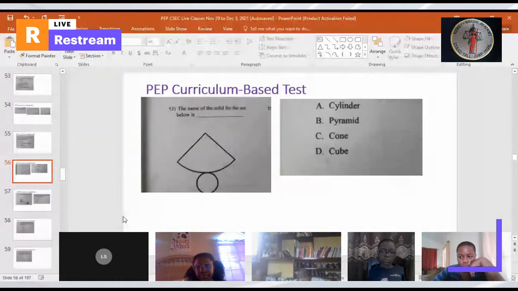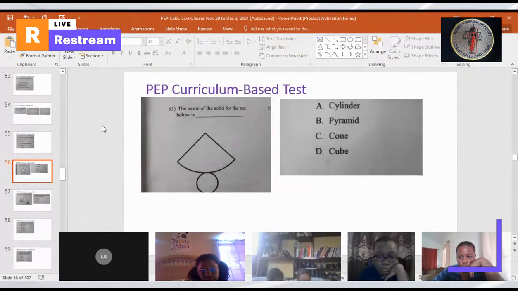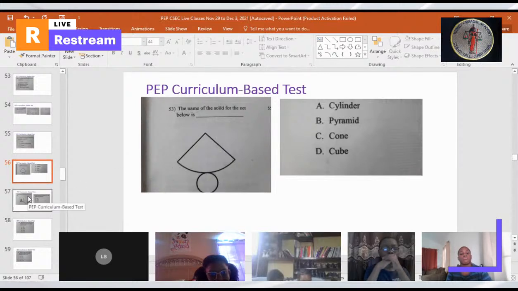Number 53, the name of the solid for the net below. If we fold that over on itself, what would it form? We'd get a cone, so that's C. A net is a shape where if you cut it out and fold it over, it will form a solid, three-dimensional figure. This is the net for a cone. It has a circular base, and the sides would look triangular.